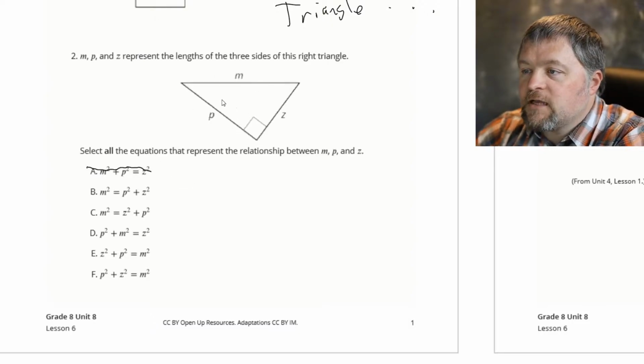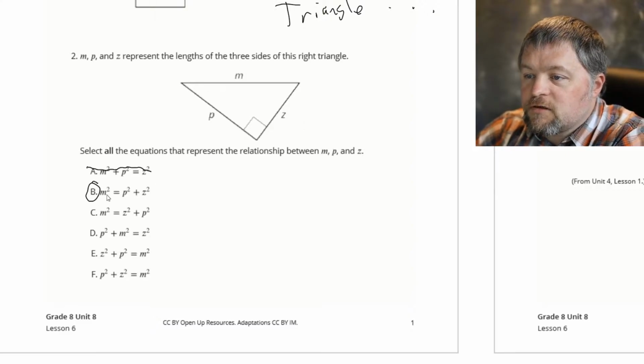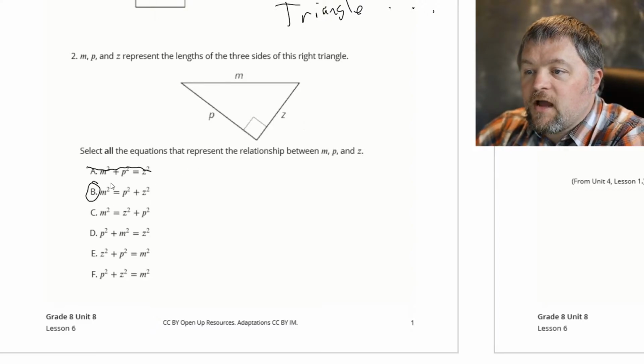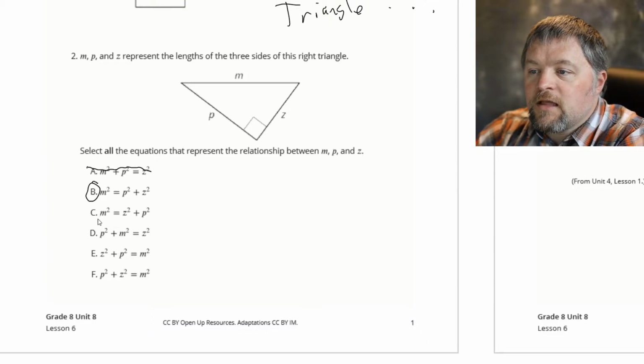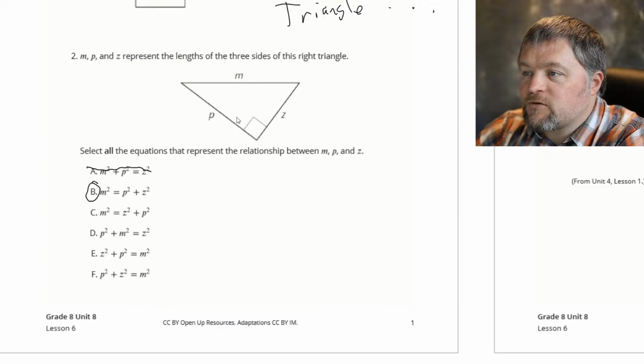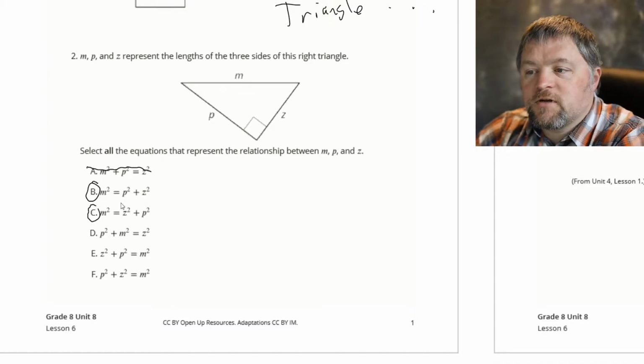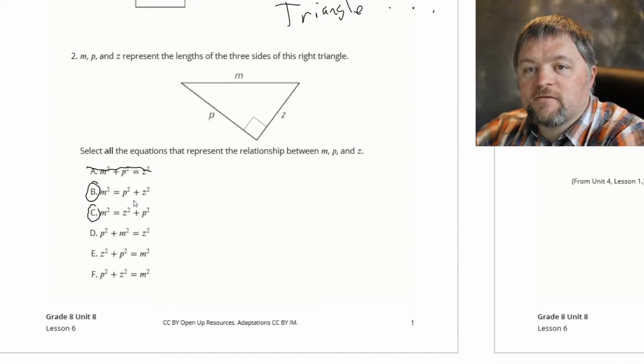B, M squared equals P squared plus Z squared. This works. The square of the hypotenuse is equal to the sum of the squares of the shorter two sides. C, M squared equals Z squared plus P squared. That's the same as the previous one, but with the addition switched around.